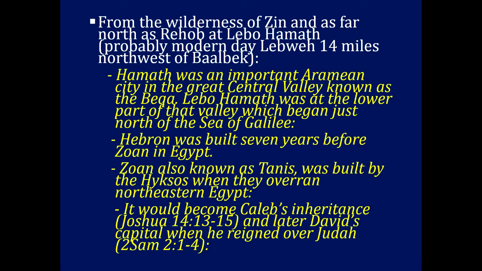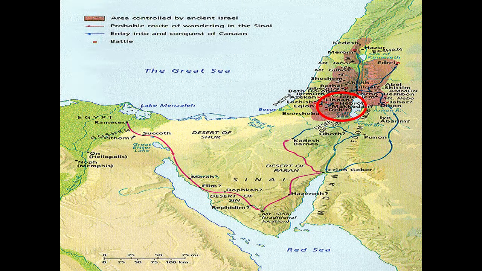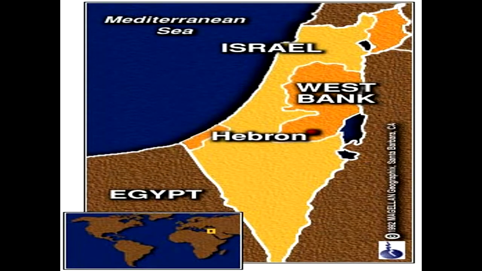We find this in Joshua 14:13 through 15. Later, it was David's capital when he reigned over Judah, in 2 Samuel 2:1 through 4. So this was his first capital, and then Jerusalem became his second capital. And Hebron is right here, near the Sea of Galilee, and this is situated in modern day, as we can see. So we have the West Bank, which we hear a lot about, Israel, Egypt.